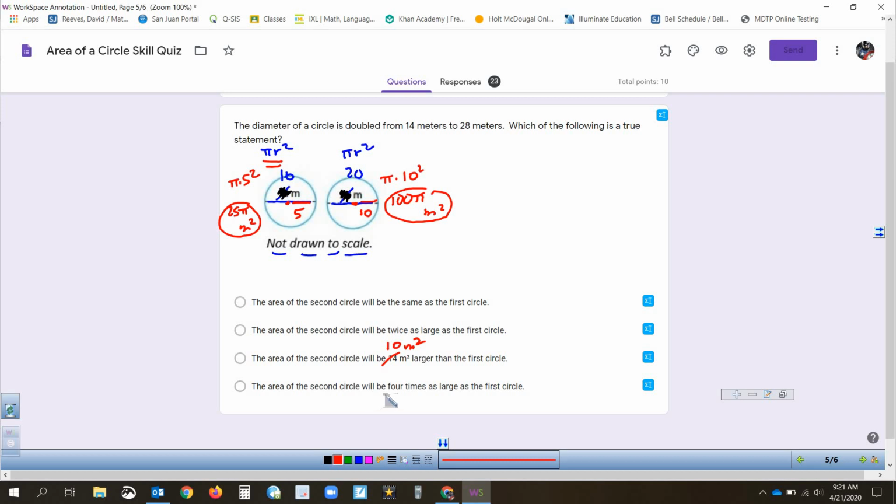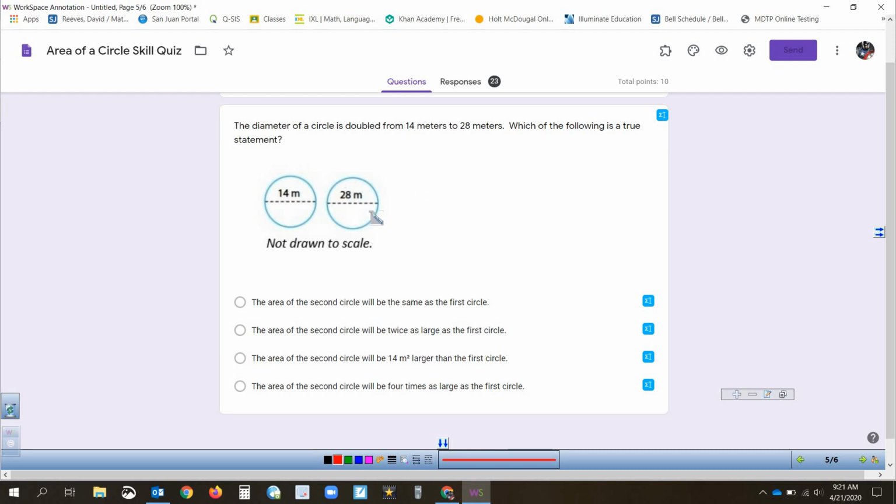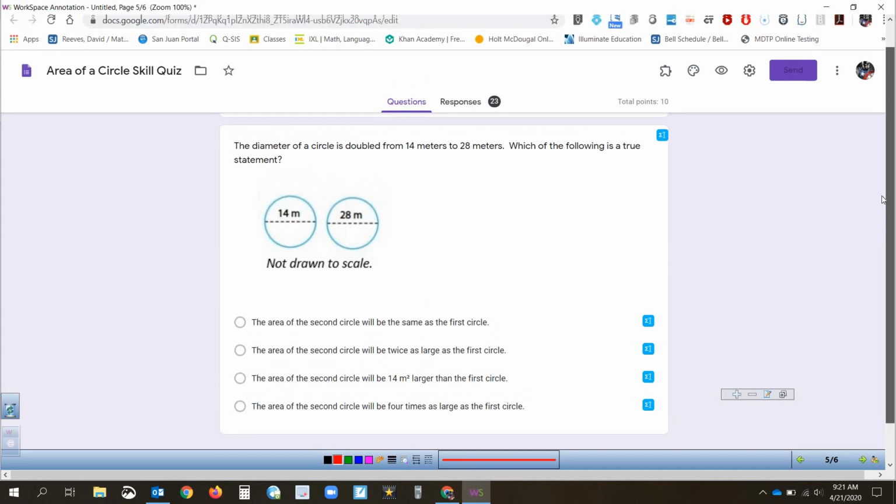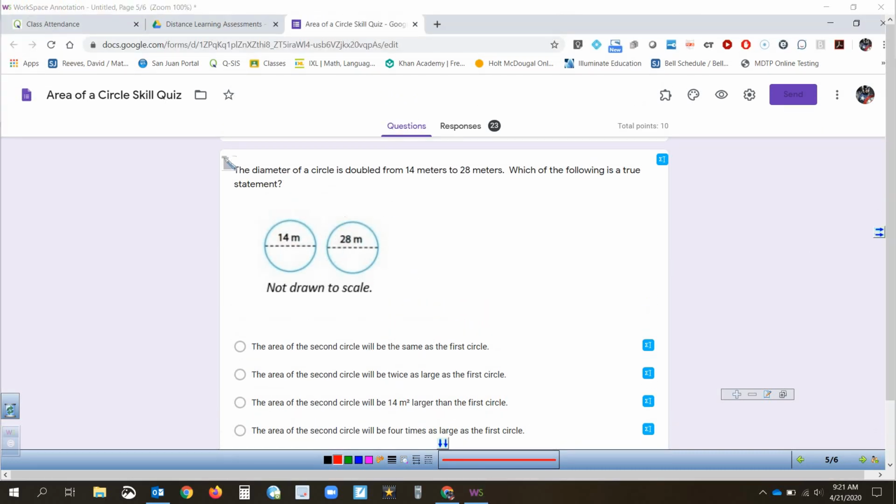Or finally, the area of the second circle is 4 times as large. Is this 4 times as large? One of these will be true for what I did, and one of these will be true for these numbers. And it will work the same every time. So if you're clever, I just gave you the answer to this one, even though I used different numbers. I hope that helps you out, students, with the area of circle skill quiz.